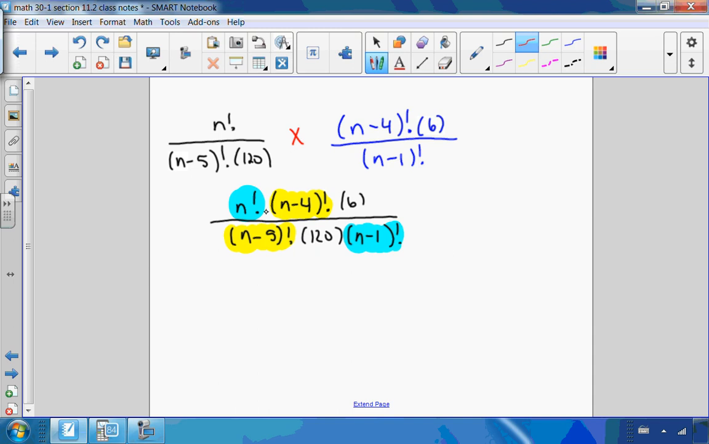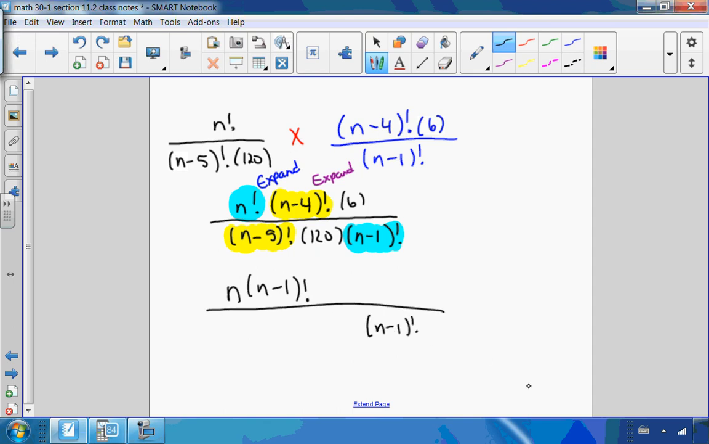So looking at my blue, n factorial and n minus 1 factorial. This one is the bigger one, so I'm going to expand that one. Now looking at the yellow, n minus 4 and n minus 5, this one is the bigger one, so I'm going to expand this one. And let's just see what we get. So n factorial, I do 1 less. Oh, and then I can stop because it already matches. So it already matches my n minus 1 factorial on the bottom. Now let's look at my yellow. I'm going to expand n minus 4. So n minus 4, and then 1 less. Oh, and look, I can stop because that matches my n minus 5 factorial there.